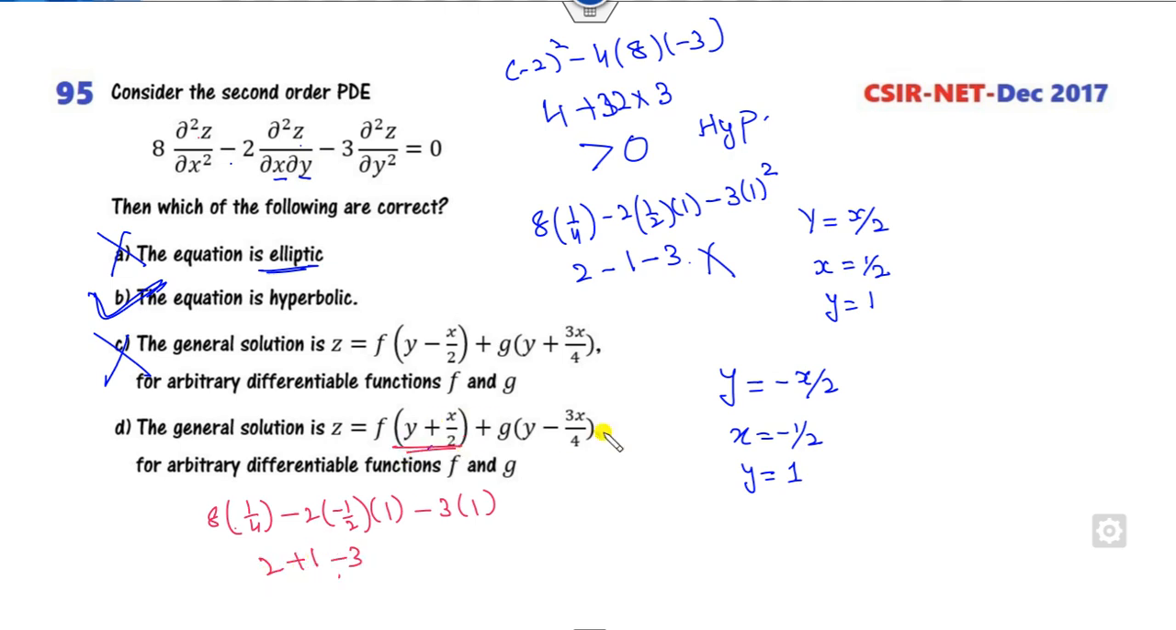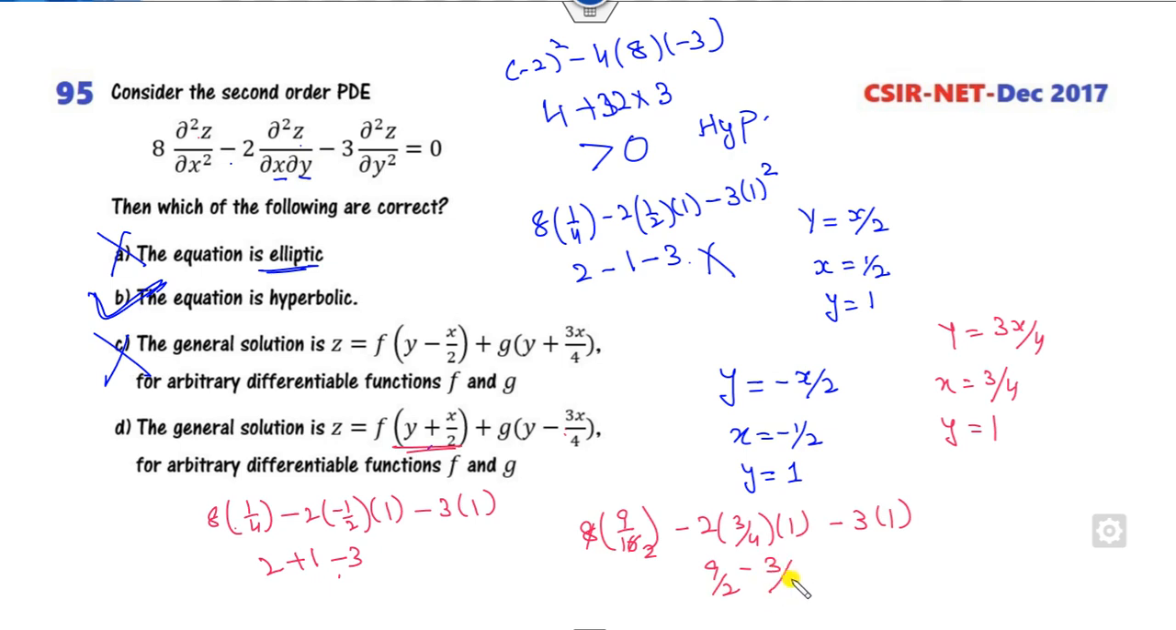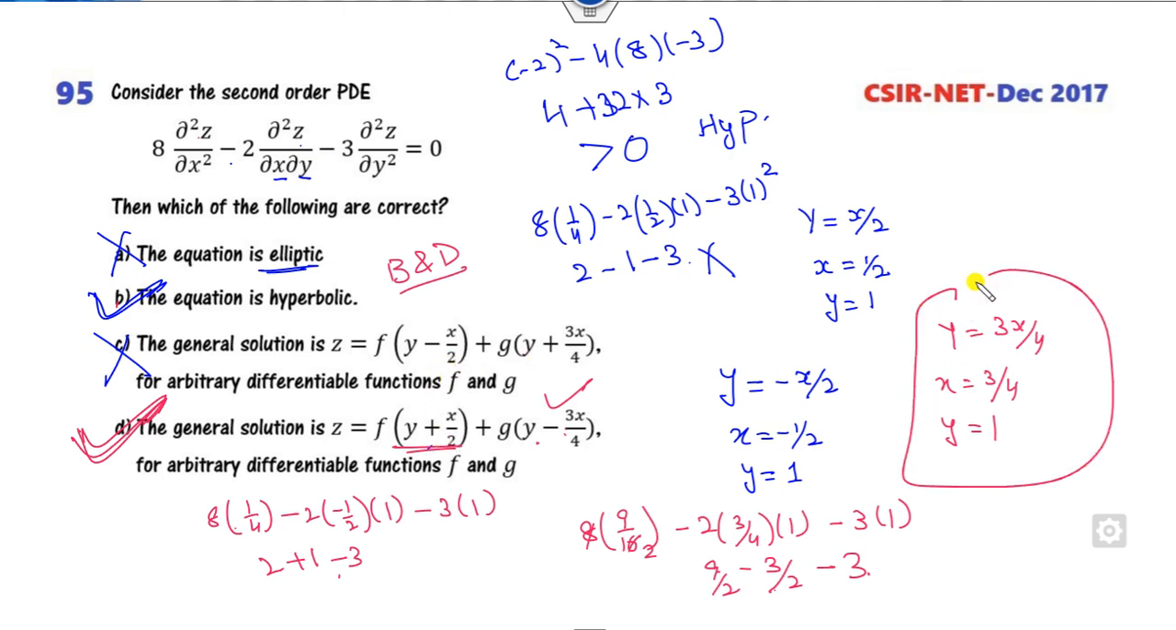That's satisfied. Look at this option. y is equal to 3x by 4. So I can substitute x as 3 by 4, y is 1. So 8 times 9 by 16, 3 by 4 minus 3 of 1. So it is 9 by 2 minus 3 by 2 minus 3. So it is 6 by 2, 3 minus 3, 0. This also is satisfied. The right answer is B and D. Remember, there is no need to solve the problem. Just look at the options and try to use these shortcut methods.